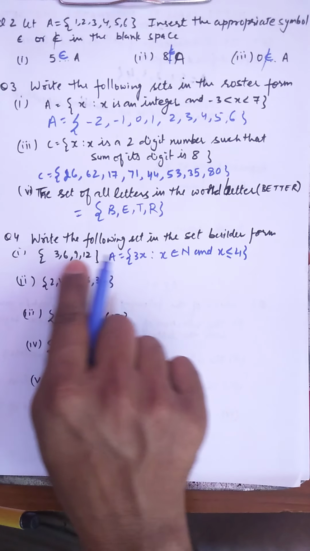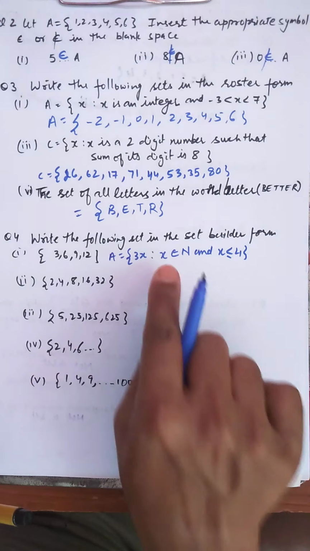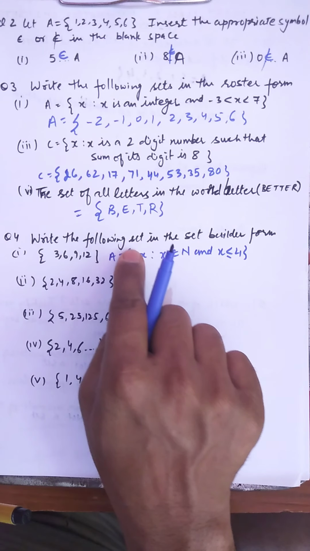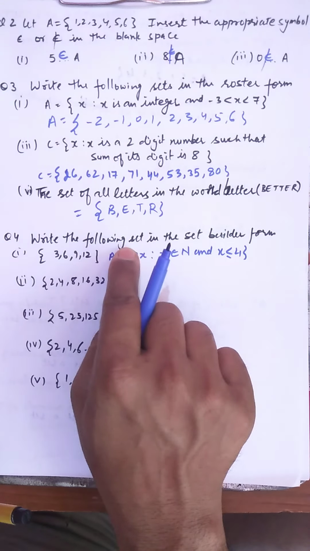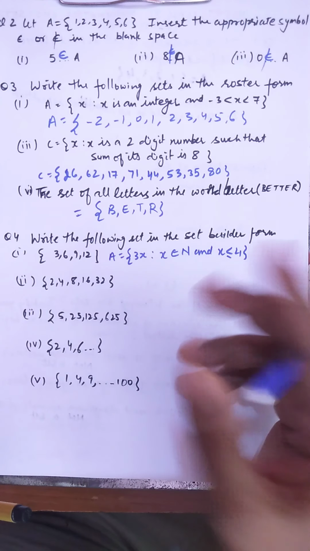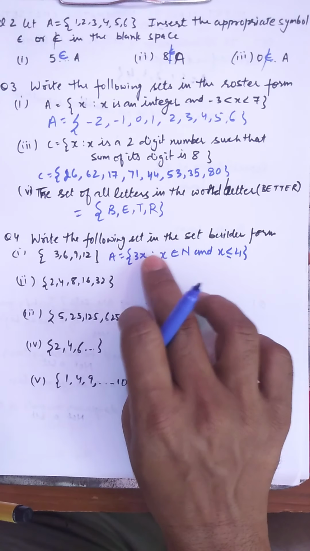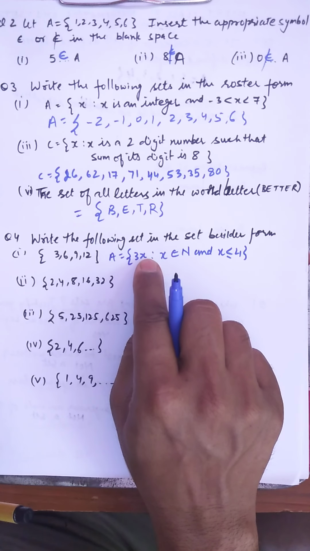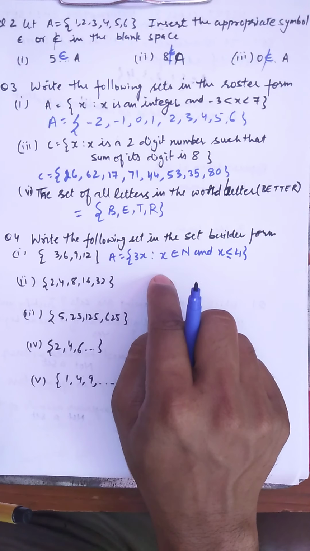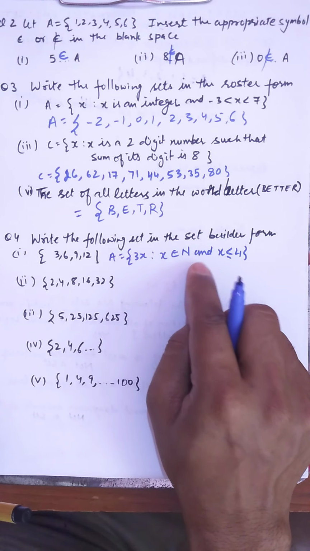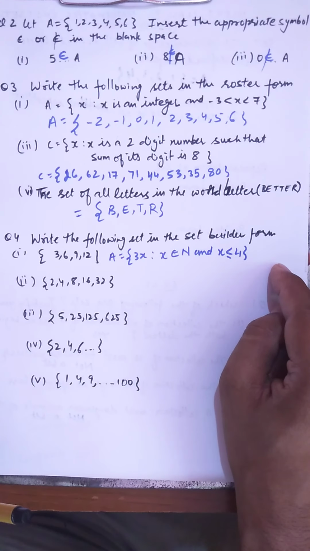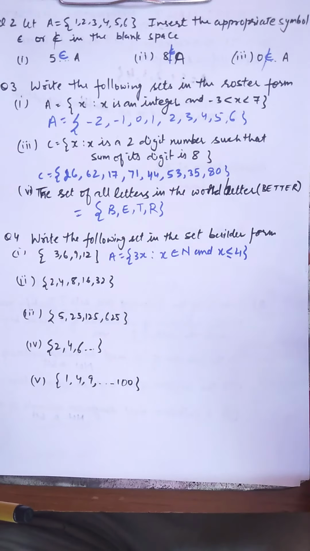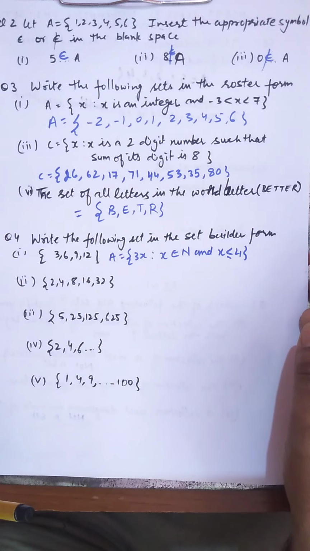So this way I'm going to get all these 4 elements. So writing the builder form is not like something which is fixed. You can use some other ways also to write this builder form. Some of you might write x, semicolon, x belongs to natural number and x is a multiple of 3. First 4 multiples of 3 you can write this way also.